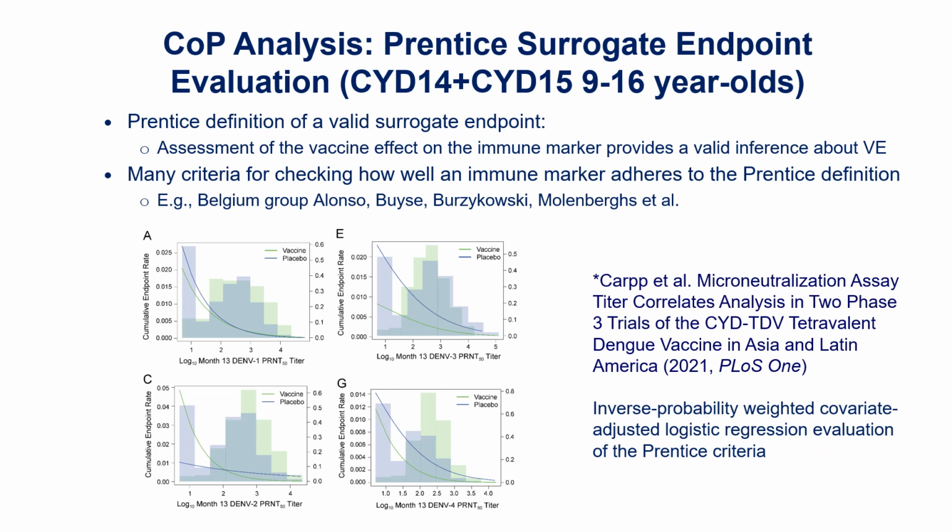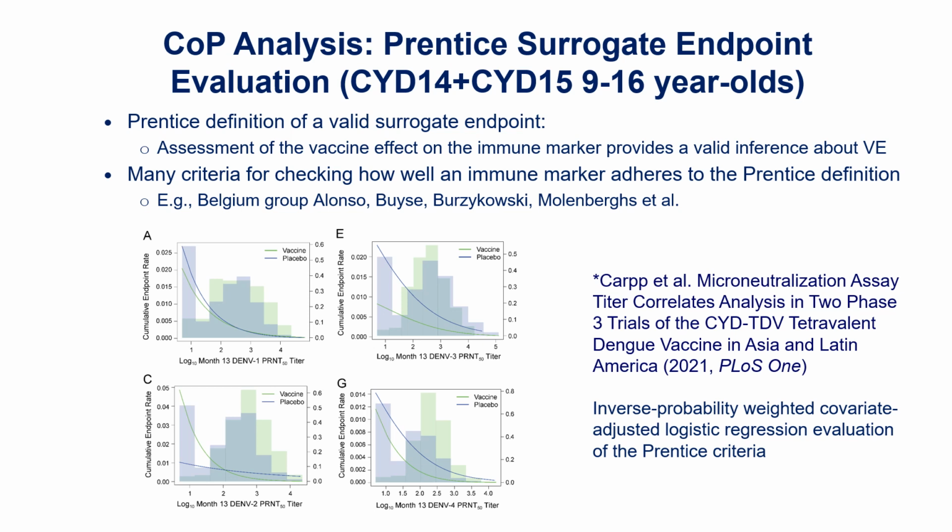Now let's turn to CoP analysis. So Prentice surrogate endpoint evaluation is very commonly used. Here we're using, for the dengue trials, really a common approach. This is an inverse probability weighted logistic regression where we're estimating absolute dengue risk as a function of titer. We're doing the analysis separately for each of the 4 serotypes. And here for dengue 1, we're seeing that the risk curves are almost superimposed, which is evidence that the Prentice definition of a surrogate endpoint holds.